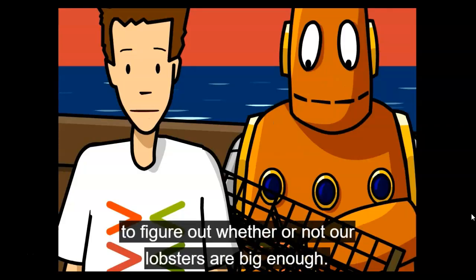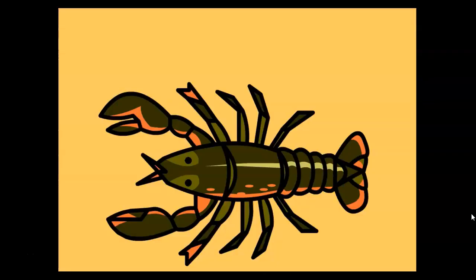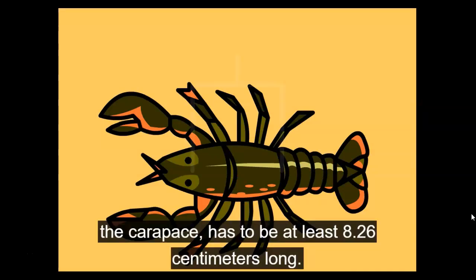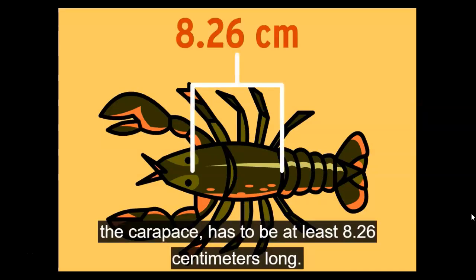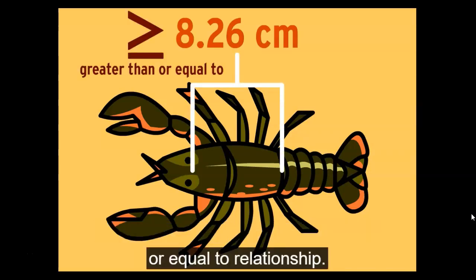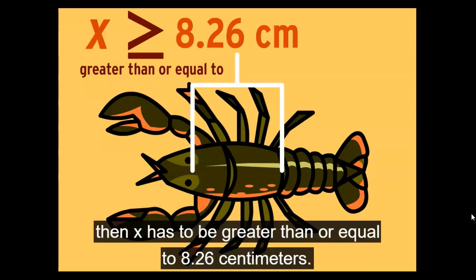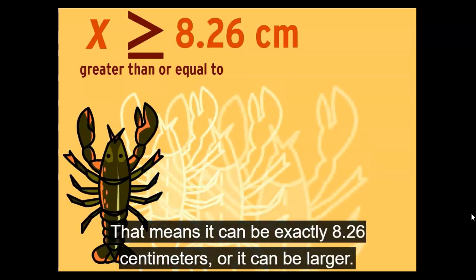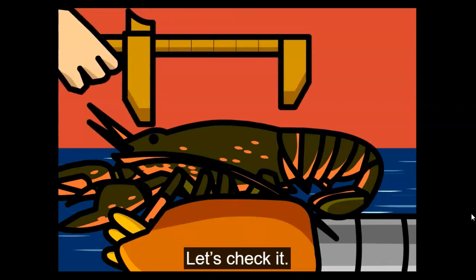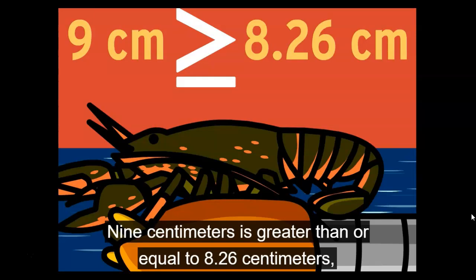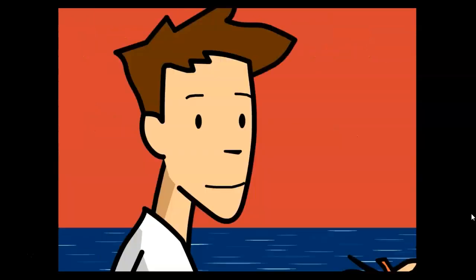We use inequalities on the boat to figure out whether or not our lobsters are big enough. Now, there are rules in lobster fishing. To keep a lobster, its body, the carapace, has to be at least 8.26 centimeters long. The words "at least" tell us that we're dealing with a greater than or equal to relationship. If we call the lobster's measurement x, then x has to be greater than or equal to 8.26 centimeters. That means it can be exactly 8.26 centimeters, or it can be larger. Let's check it. 9 centimeters. 9 centimeters is greater than or equal to 8.26 centimeters, so we can keep this one.